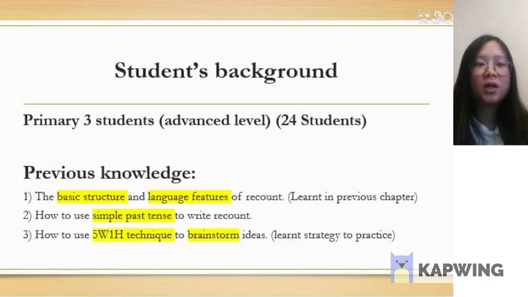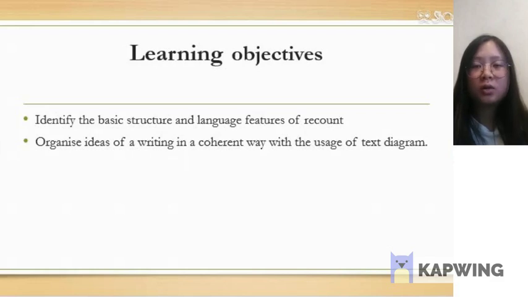For their previous knowledge, they have learned about the basic structure and language features of recount, how to use simple past tense to write recount, and how to use the 5W1H technique to brainstorm ideas. Meanwhile, there are 2 major learning objectives. First, students are able to identify the basic structure and language features of personal recount. Second, students are able to organize ideas of a writing in a coherent way with the usage of text diagram.